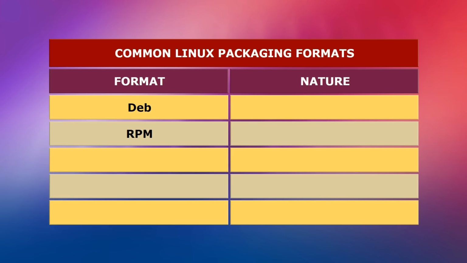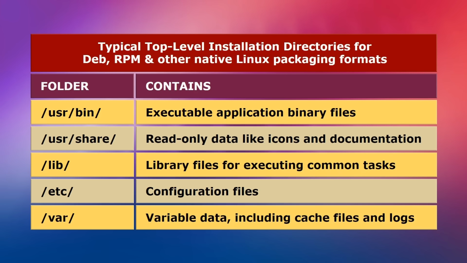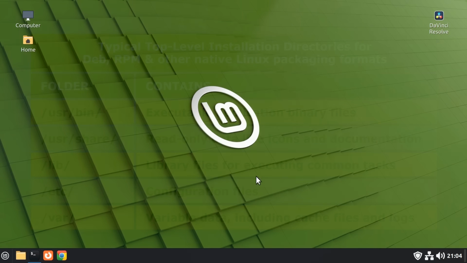Deb and RPM are known as native packaging formats, as they're tightly integrated into the operating system. In practice, this means that they install files in system directories and rely on shared system libraries. In this table, I've listed the top-level directories in which Deb, RPM, and other native packaging formats will typically place an application's files. So, when you install a Deb or RPM package, its component files get spread quite liberally around your Linux system. If we return to Linux Mint, we can easily check where files have been placed.